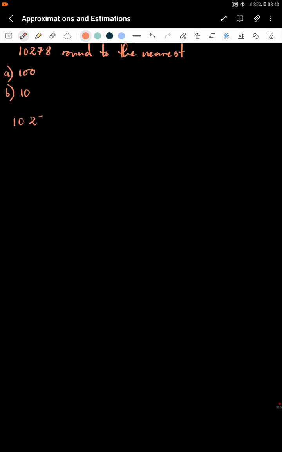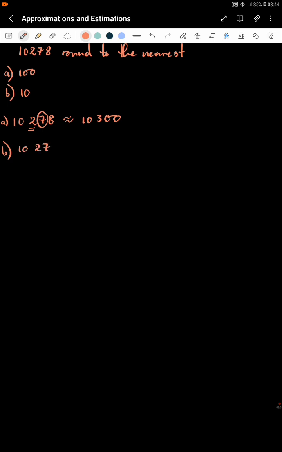So using our question here, rounding off to the nearest 100, it means this is the figure that falls under hundreds. So you look at 7, and 7 means you are rounding up, so you're going to the next 100, which is 300, and your answer is going to be approximately equal to 10,300. That's part A.